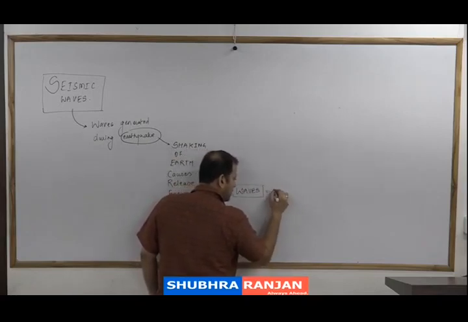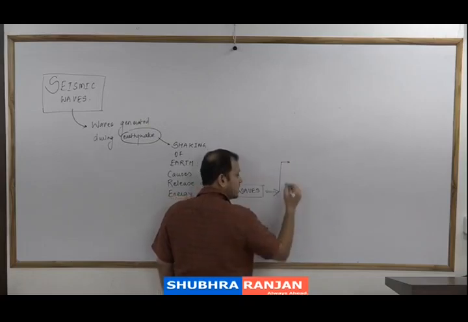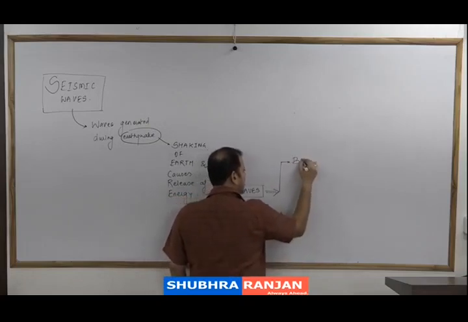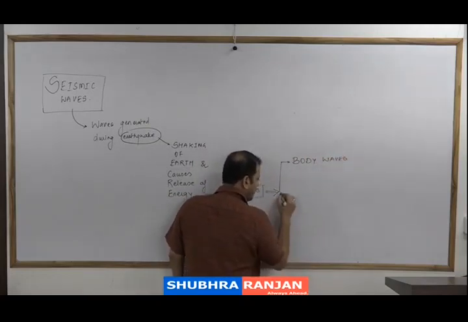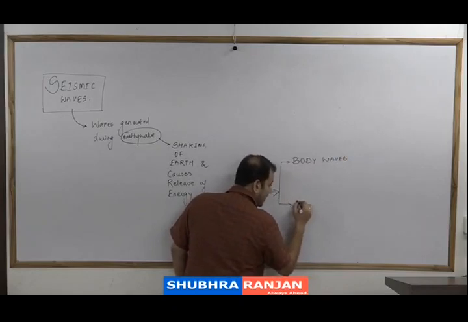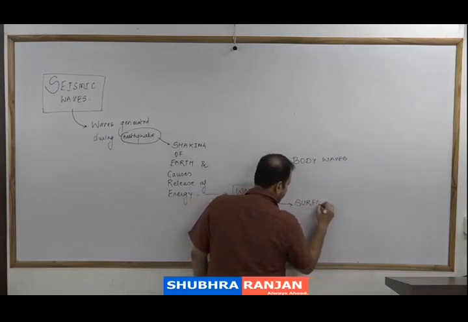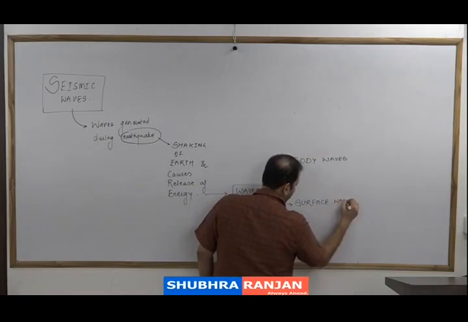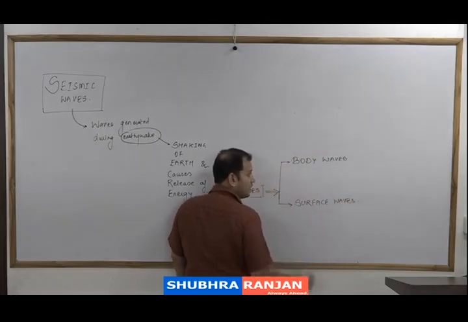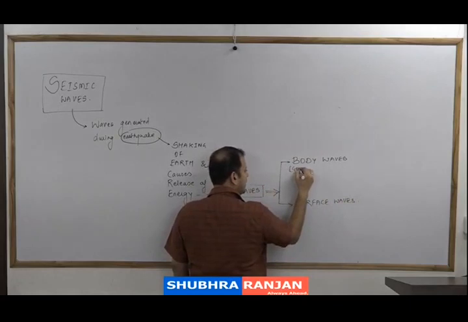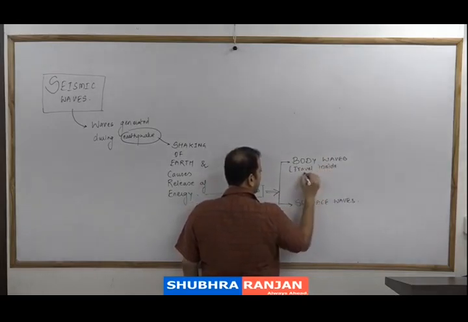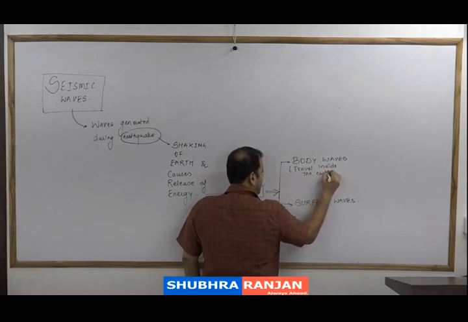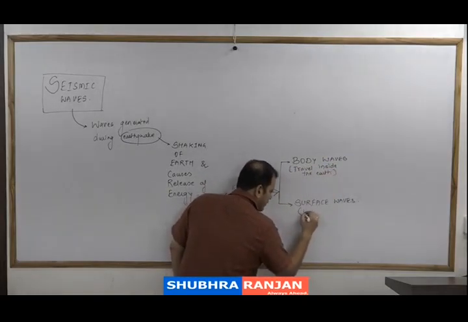Now, where are these seismic waves generated? Some of the seismic waves are generated inside the earth, and we will call them body waves. Some of the seismic waves are generated outside the earth, and we will call them surface waves. So body waves are generated inside the earth and travel through the inside of the earth, and the surface waves travel on the surface of the earth.